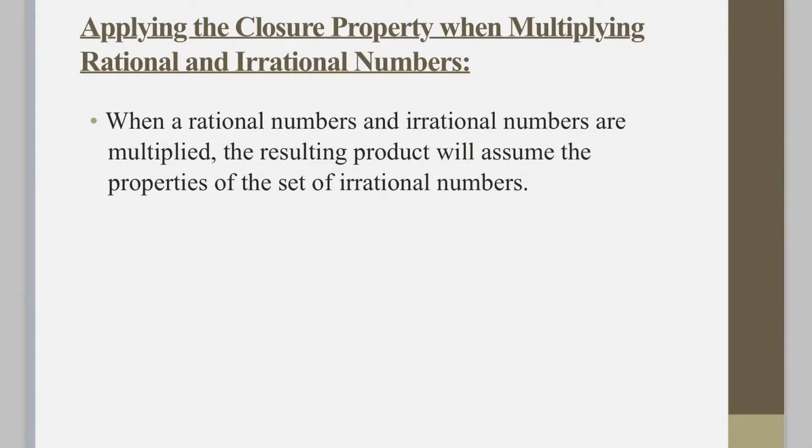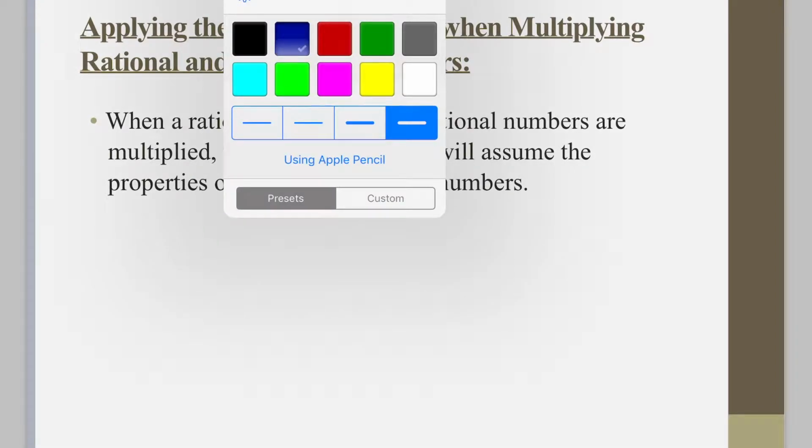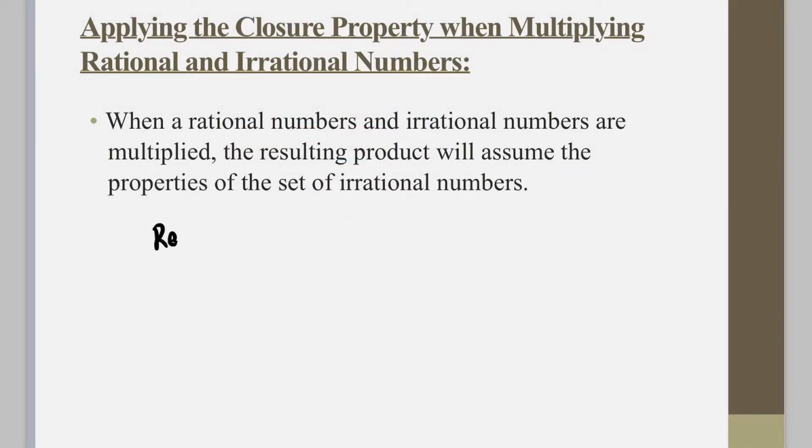Applying the closure property when multiplying rational and irrational numbers. Once again, we're going to see the same pattern as when we added a rational number and an irrational number. So once again, rational numbers and irrational numbers are both included in the set of real numbers. So a real number multiplied by another real number results in a real number. The closure property is holding.